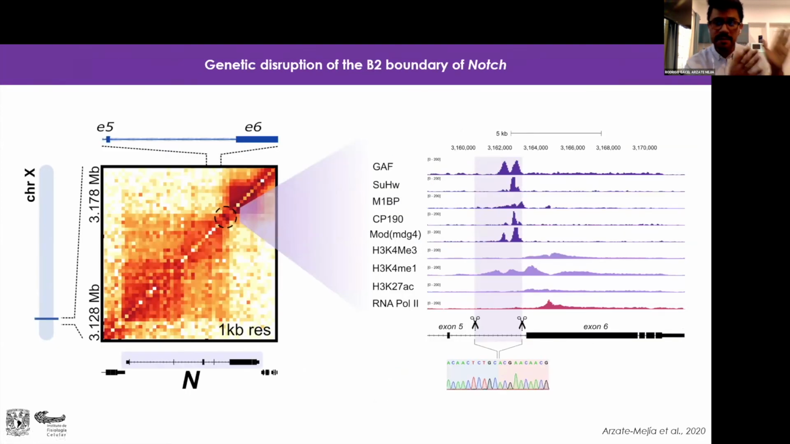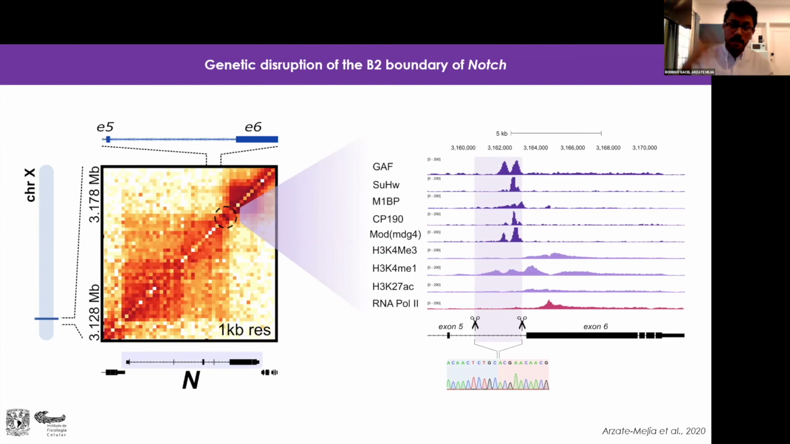So that was our finding for the first boundary. And then we decided to look at the second boundary. And the second boundary was very interesting because it was located on an enhancer that has been characterized before for Notch. But contrary to the first boundary that had a lot of architectural proteins, this one has just like 4 architectural proteins bound there. And previous findings have suggested that these boundaries might really not be strong boundaries.